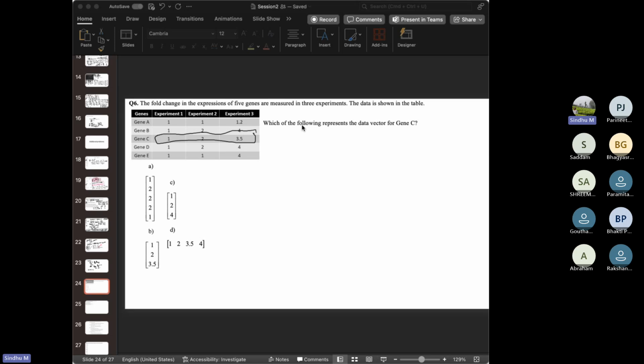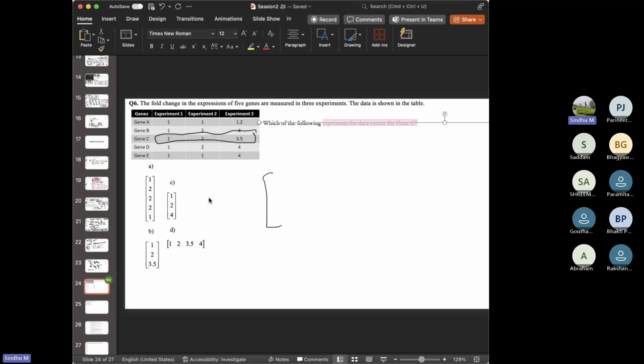Here they have asked us to represent the data for gene C as a vector. Each of the values from the 3 experiments for gene C we can consider as each axis of the vector. So it will be 1, 2, 3.5. You just have to write these values into a vector form. So the correct answer is option B. This is a simple question. I hope it is clear to all.